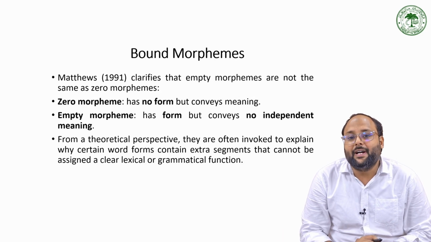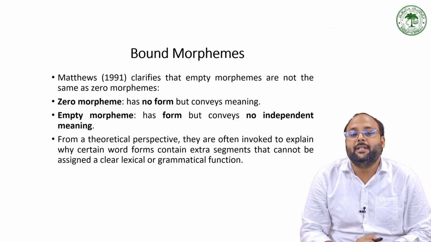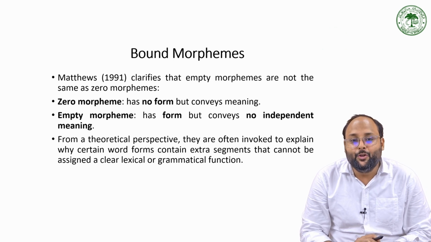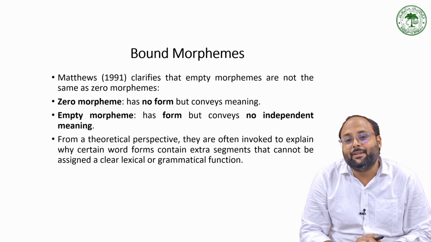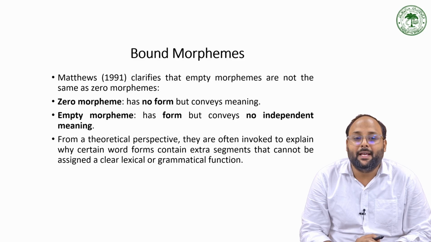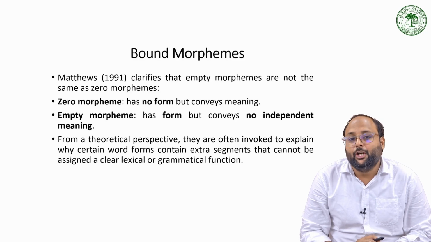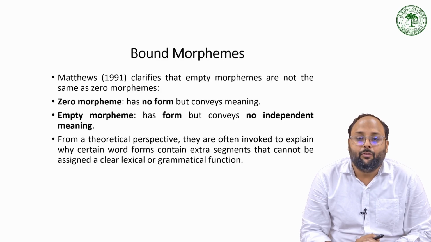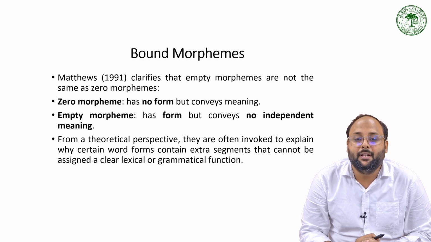Matthews clarifies that empty morphemes are not the same as zero morphemes. A zero morpheme has no form but conveys meaning, and an empty morpheme has form but does not convey any independent meaning. From the theoretical perspective, they are often invoked to explain why certain word forms contain extra segments that cannot be assigned a clear lexical or grammatical function.